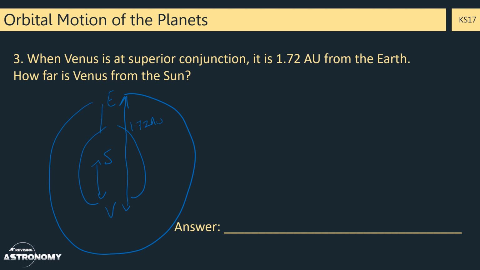Well, nice and simply, we know that from the Sun to the Earth is 1.0 astronomical units. So therefore this distance here is the difference between 1.72 astronomical units and 1. So we'll do 1.72 astronomical units minus 1 astronomical unit to give us 0.72 astronomical units.